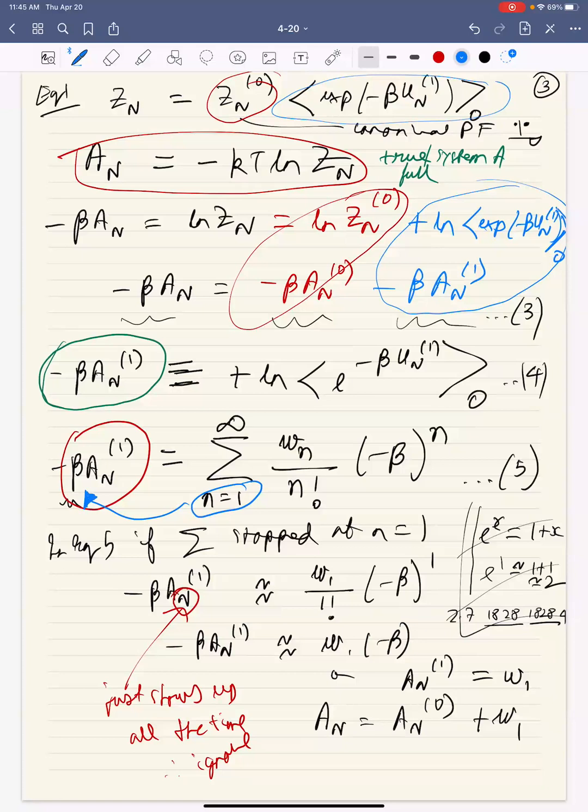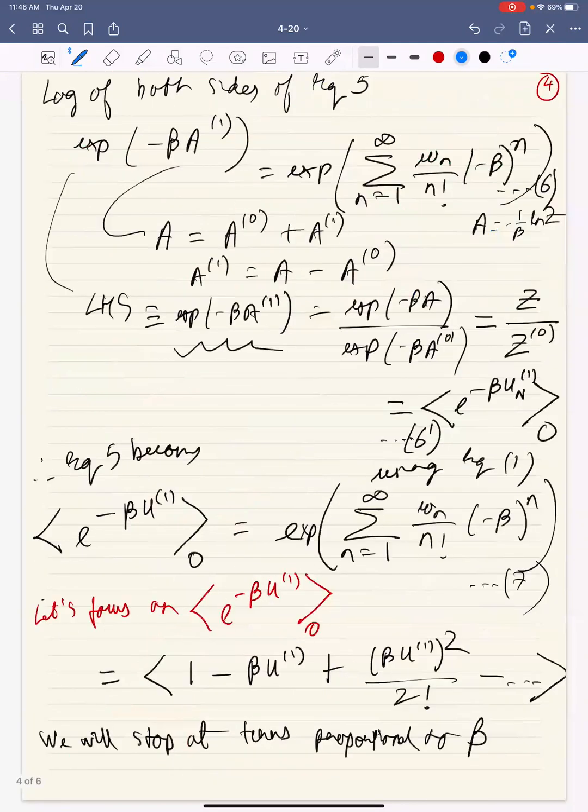So that term, if we do that, will become minus beta A_N1 is approximately W1 by 1 factorial multiplied by minus beta. So A_N1 is equal to W1. That's why we want to calculate W1. If you have W1, then we know that the true system's Helmholtz free energy is going to be the reference system's Helmholtz free energy plus W1. So it's all about calculating W1 now.